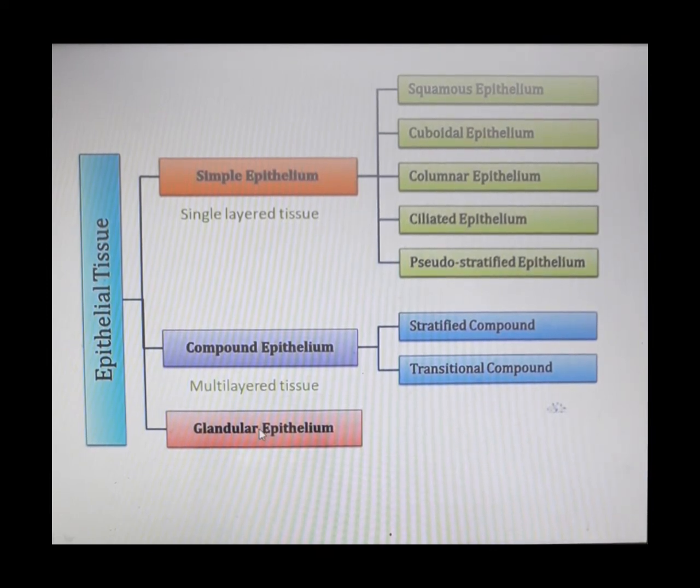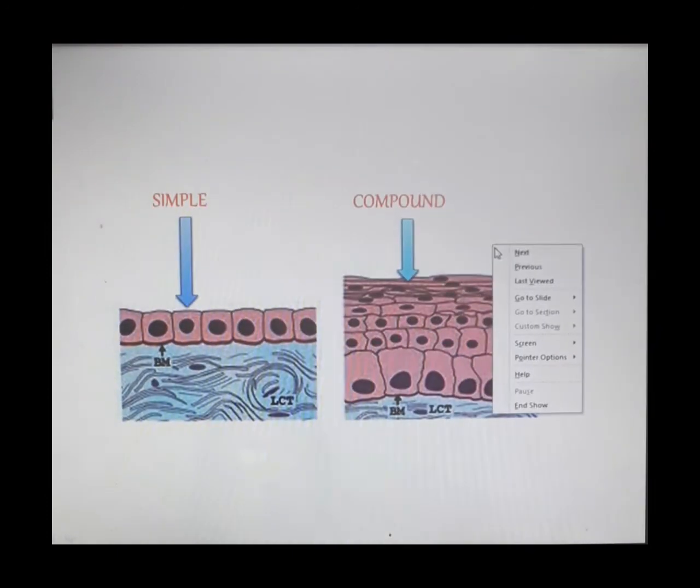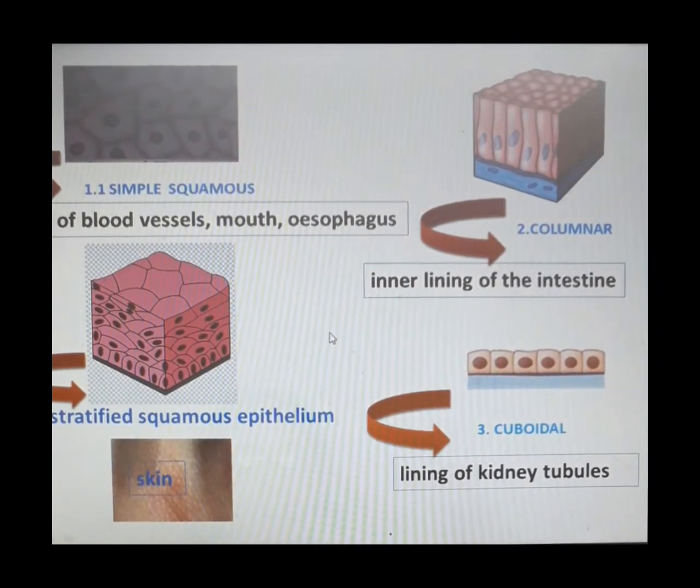And one more type we have: when the epithelial tissue is involved in the formation of glands, we will refer to it as glandular epithelium. So now let us talk more on the types of simple epithelium.